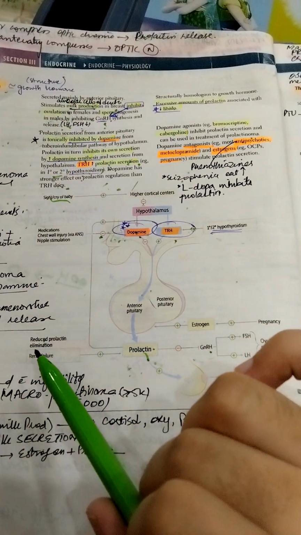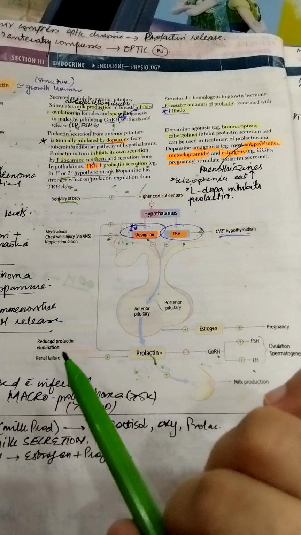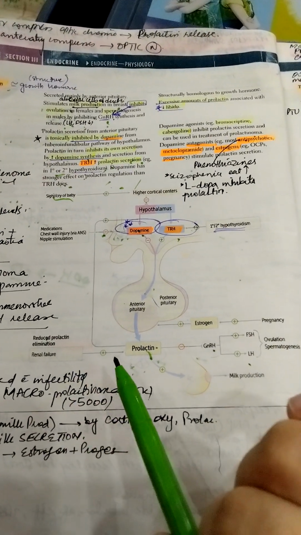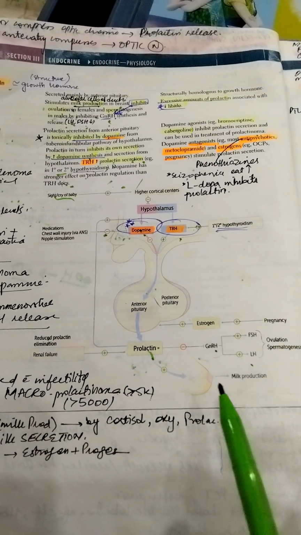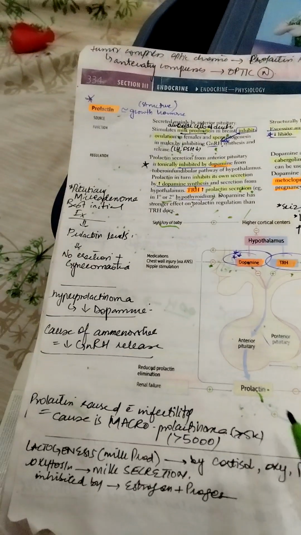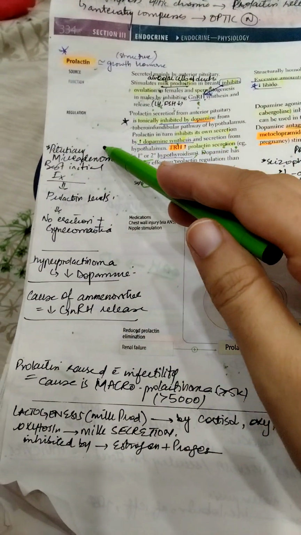And if there is renal failure, there would be reduced prolactin elimination, and that would also cause a build-up of prolactin in the body. More milk production would be there. So it's like this. And here are some little MCQs which came in past papers of FCPS Part 1.